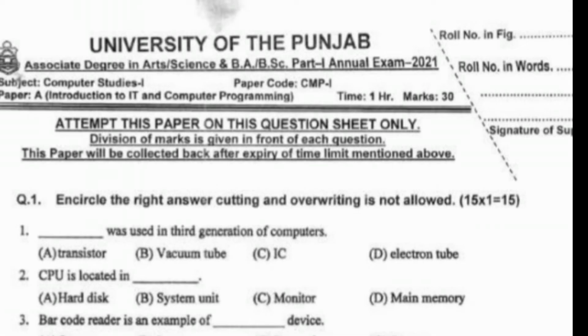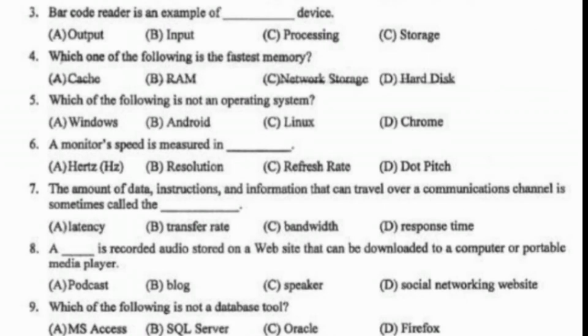Dash was used in the third generation of computers. IC, integrated circuit. CPU is located in the system unit. Barcode reader is an example of dash device. Barcode reader is an input device. Which one of the following is the fastest memory? Cache memory. Which of the following is not an operating system? Chrome. Ammeter speed is measured in hertz.